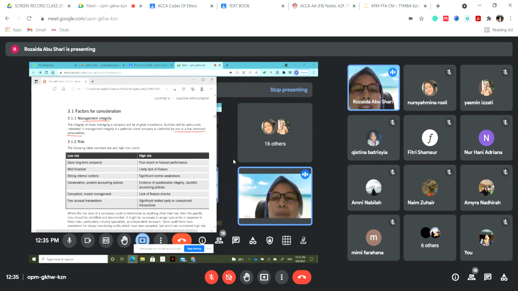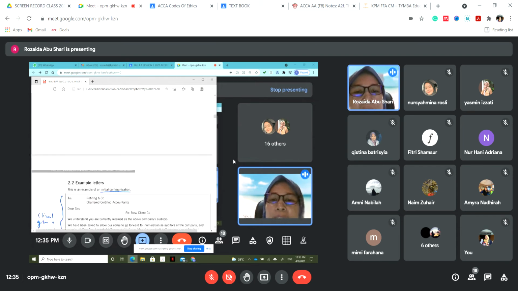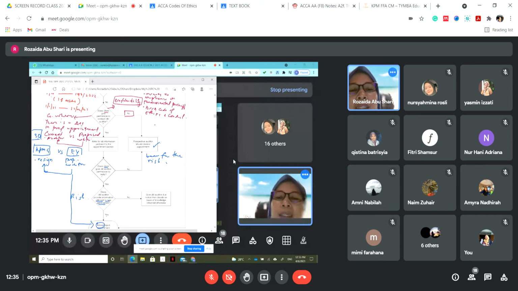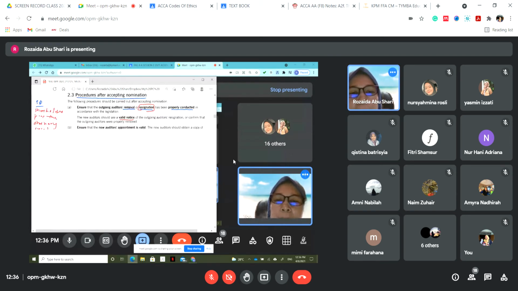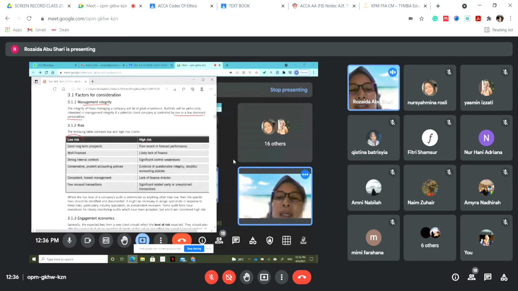Other than that, you look at the risk. Which company is considered a low risk company and which a high risk company. If, as I said just now, you accept the appointment even though you did not get the client's permission to contact the previous auditor, then you have to bear the risk. So what are the categories of risk of the company? We divide into two: one is a low risk company and one is a high risk company.